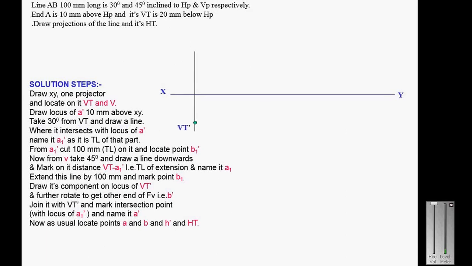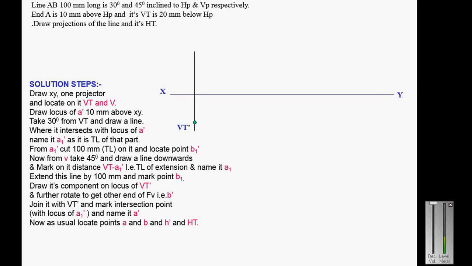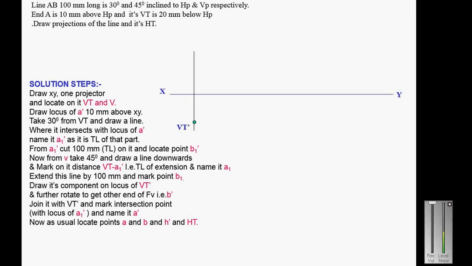Line AB is 100 millimeter long, so the true length is 100 millimeter, and it is 30 degree with HP, so theta is 30 degree, and 45 degree with VP, so phi is 45 degree. A is 10 millimeter above HP, which means the point A is either in the first quadrant or in the second quadrant, and its vertical trace is 20 millimeter below HP. Draw the projections of the line.